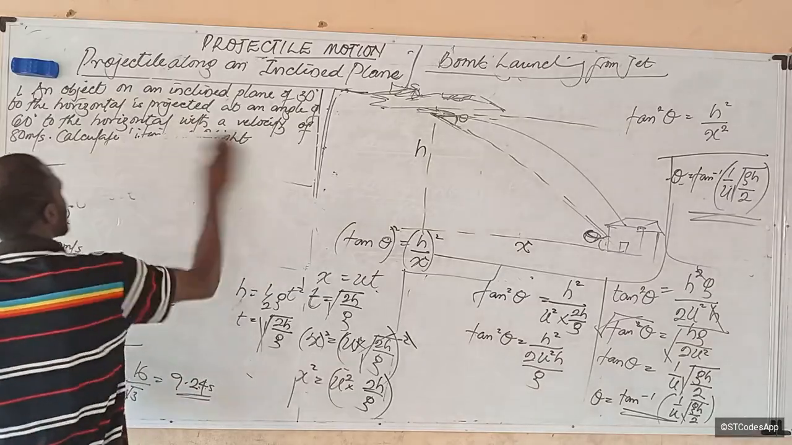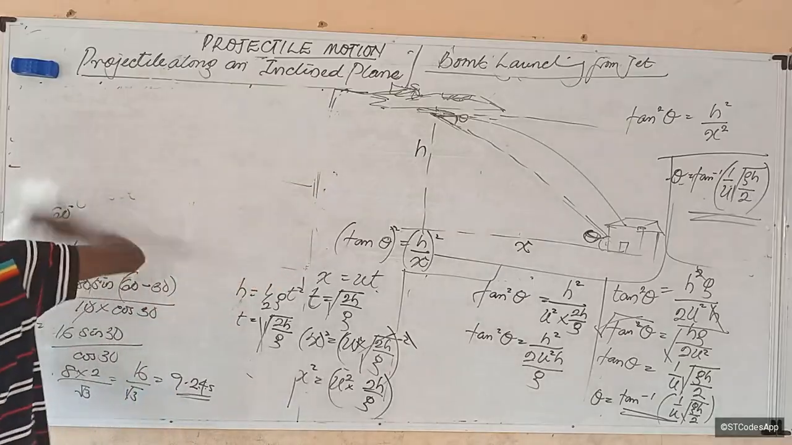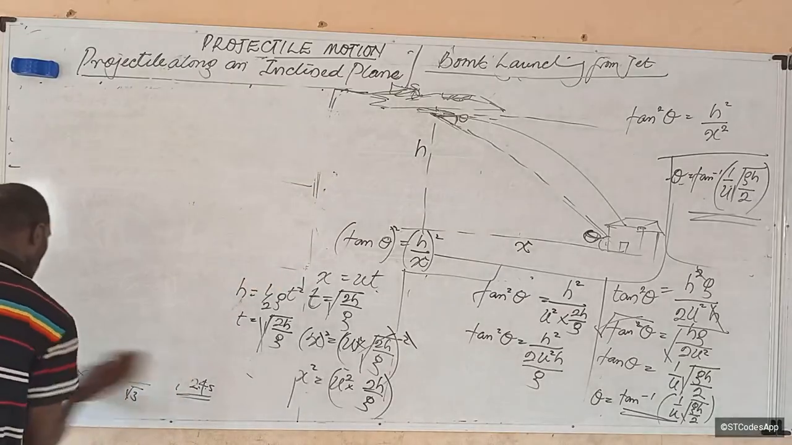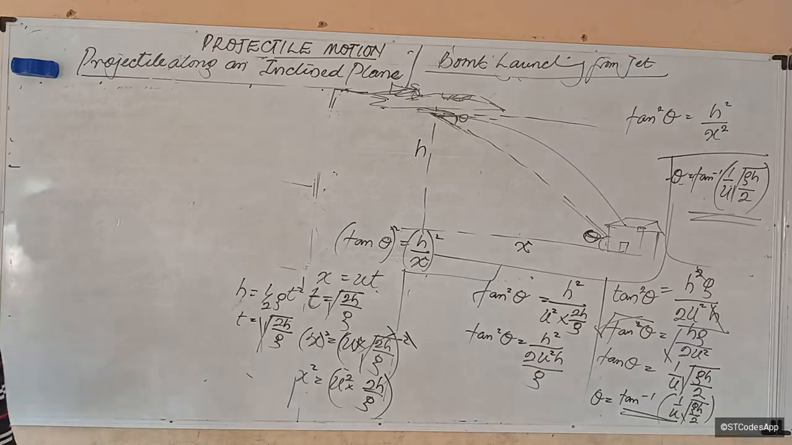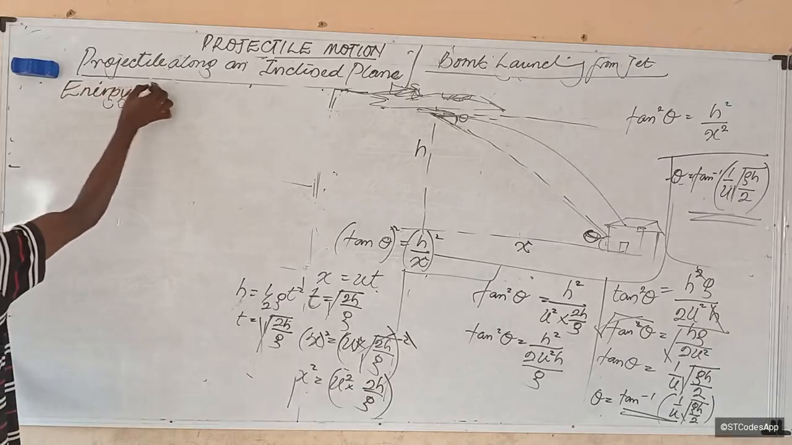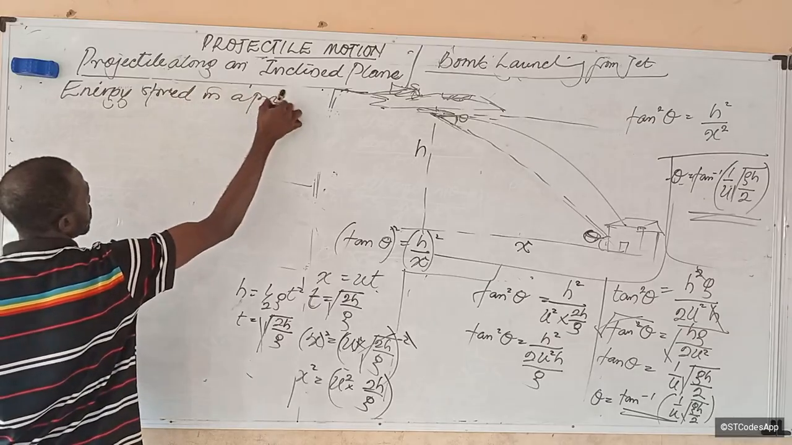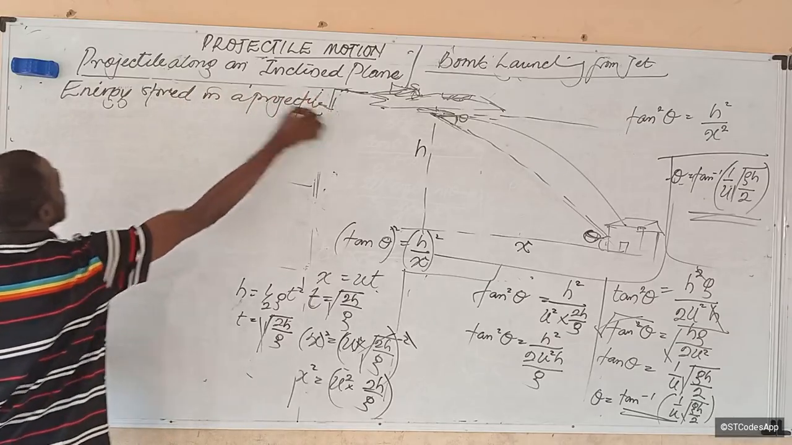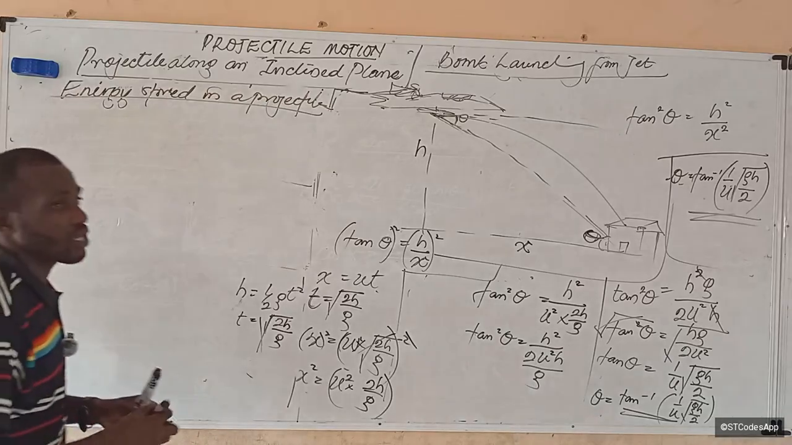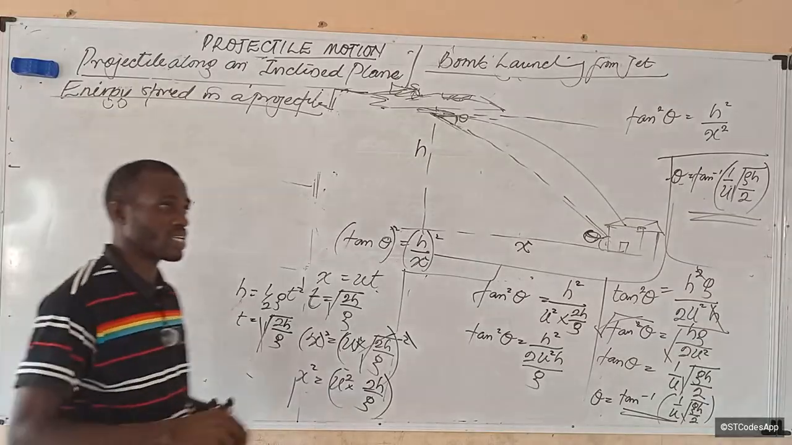Now, the last one is the energy stored in a projectile. Now, what is the energy stored in a projectile? It's very simple. There are two types of energy. We have the potential and the kinetic energy.